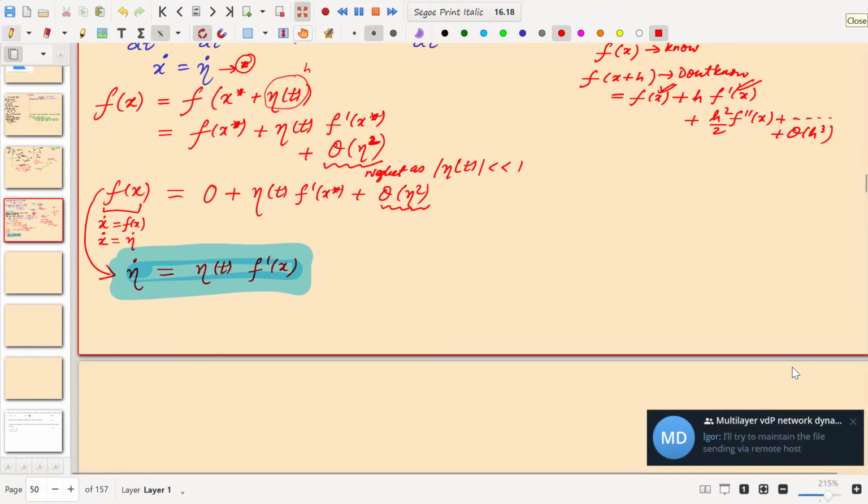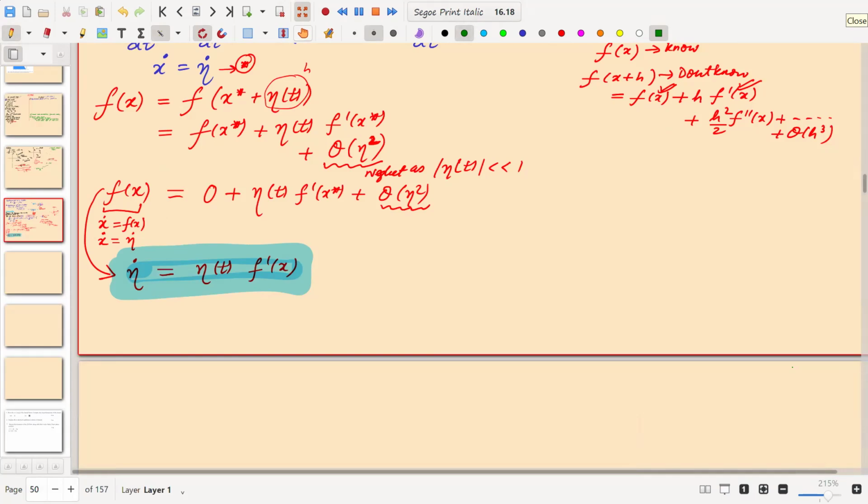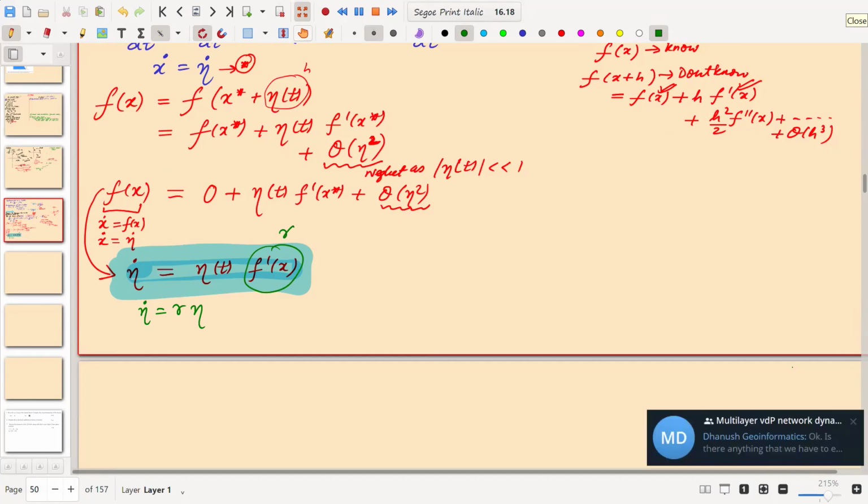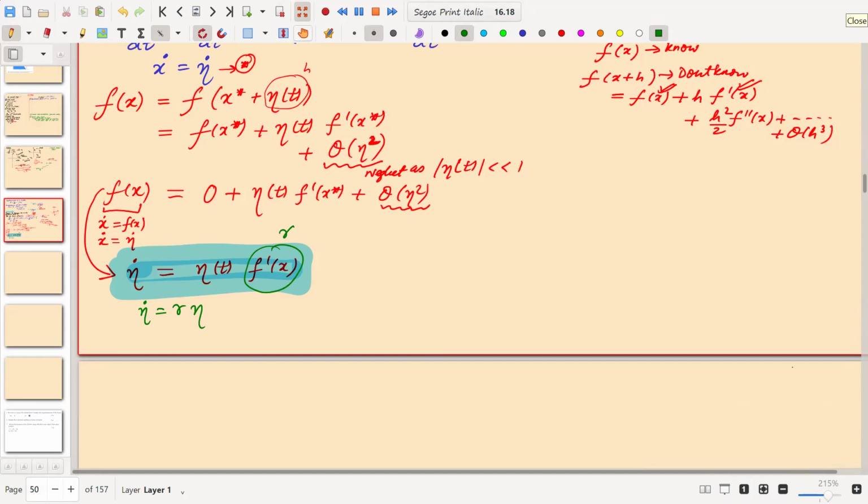Okay. So now my question is, suppose, let us say f prime of x equals r, something. I mean, just to slow things down a bit. So we can say eta dot equals r eta, right? Can you tell how you can actually write what is eta from here? A very simple one dimensional differential equation.